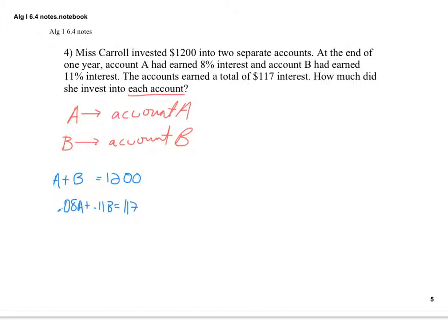I used A for the amount of money in account A, B for the amount of money in account B. When you add those together, you're going to get $1,200. That's the total amount invested. The interest total equals $117. So the second equation is how I set up the interest.